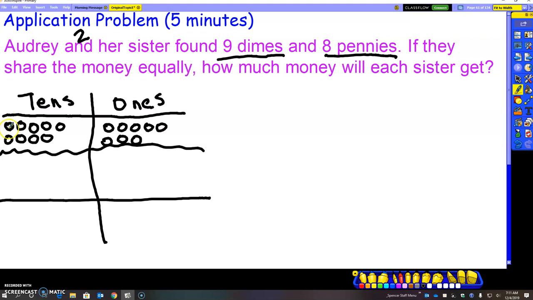Now I'm going to start dividing up my tens. So I have 1, 2. I'm going to put them in the groups. 1, 2, put them down in my groups. 1, 2, put them down in my groups. 1, 2, put them down in my groups.